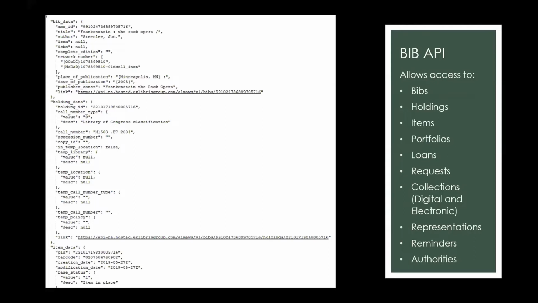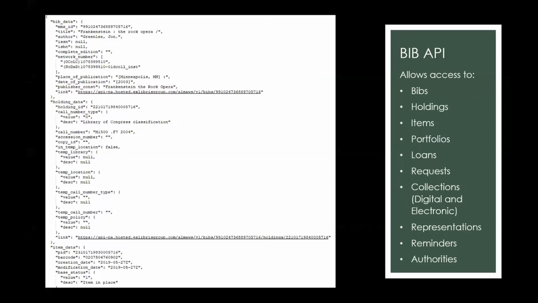So I needed to focus specifically on just the bib API. This is an area of APIs that only allows access to bibs, holdings, and items data. Portfolios, loans, requests, collections, representations, reminders, and authorities. So this still covers a huge area of Alma. So again, narrowing it down, what I'm going to be focusing on today is just going to be the top 3 points, just the bib, holdings, and items data.